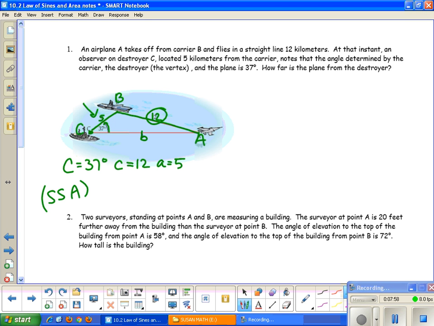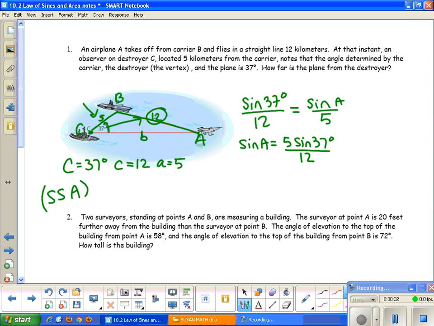So to solve this, I'm going to have to use my law of sines. The sine of 37 degrees over 12, just remember you always do this over this, equals the sine of A over 5, because we need to figure out what that angle is so we can figure out the side. So when I solve this, I get the sine of A is equal to 5 times the sine of 37 degrees over 12. Do that in your calculator. Don't forget to take the sine inverse of your answer, and you end up with A is equal to 14.5 degrees.